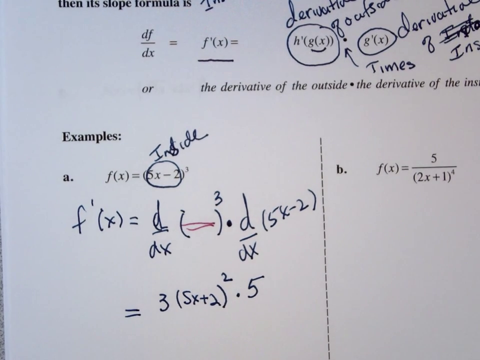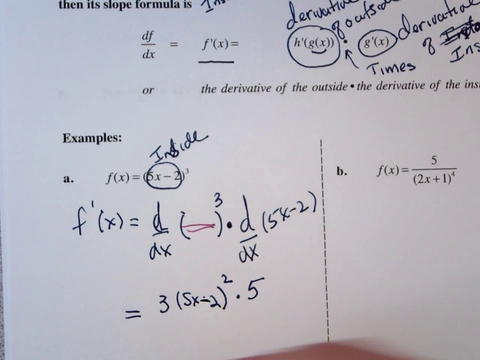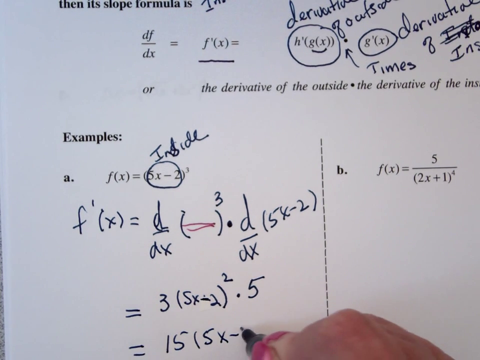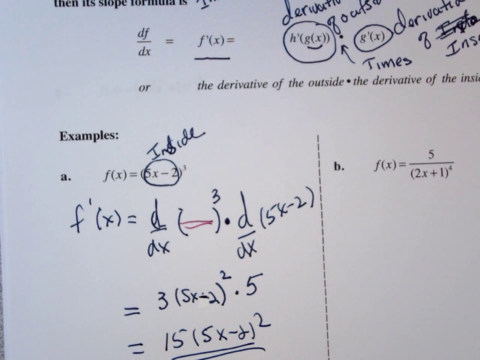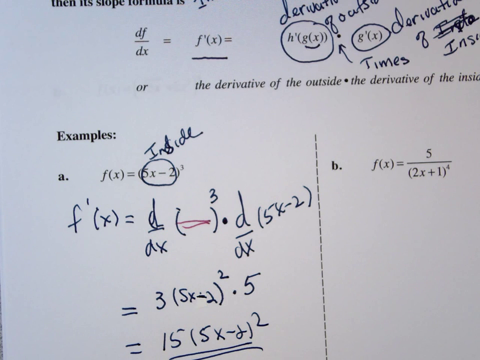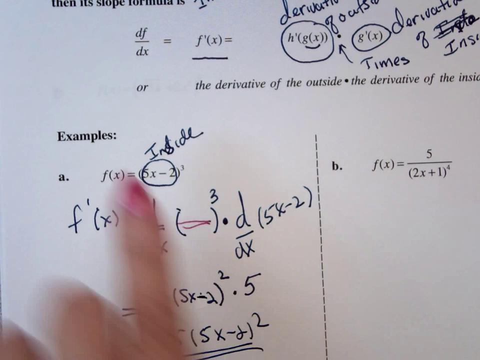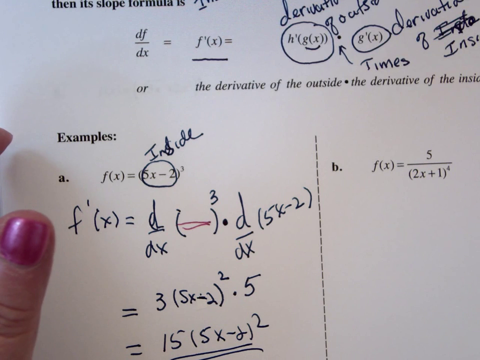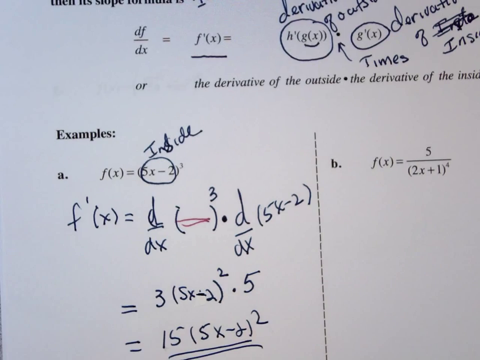Oh, it should be minus 2. And then simplifying would be 15 times 5x minus 2 squared. So taking the derivative of the first, the blob, and then the 3 is just bringing down the power to 2. That's just power rule. That's as though all I had was x cubed. Okay, but you don't bring the 3 to the front of 5, so it would be 15. Oh, I see, 15. I see, okay.